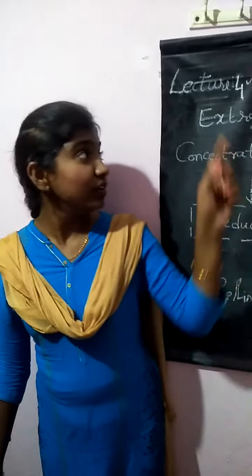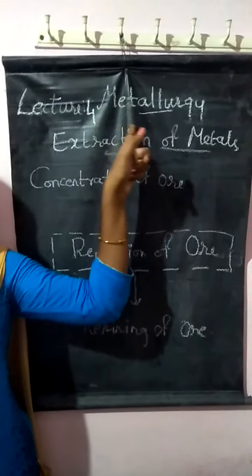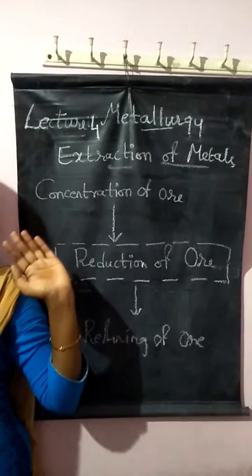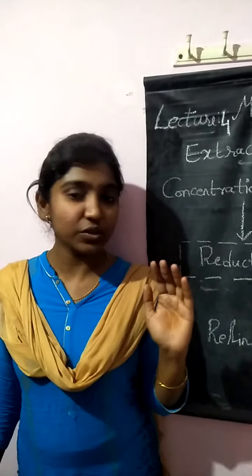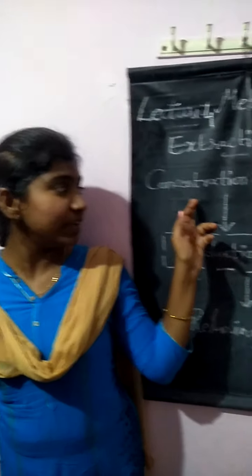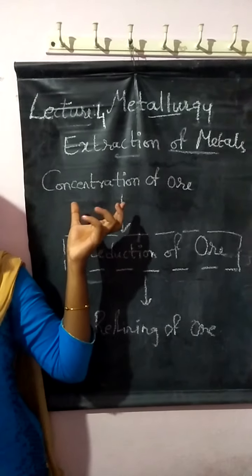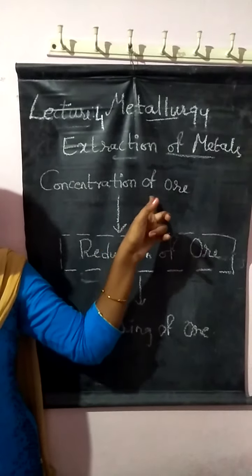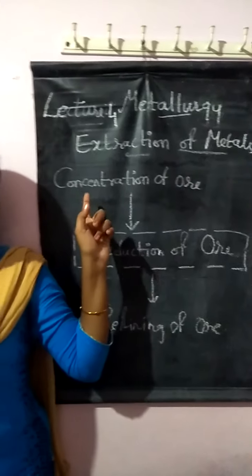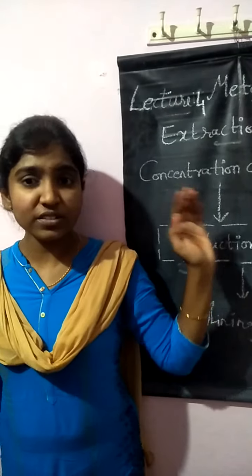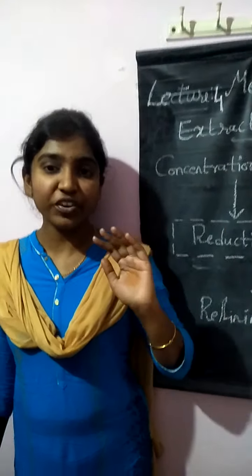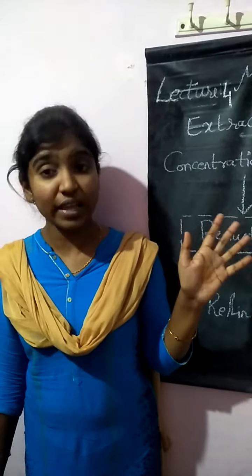Good afternoon. Now, in lecture 4 of metallurgy, as we have already seen in lectures 1, 2, and 3, we have completed the process of extraction of metals. The first step involved is concentration of ore. So, we have completed the concentration of ore by various methods in the last two lectures.